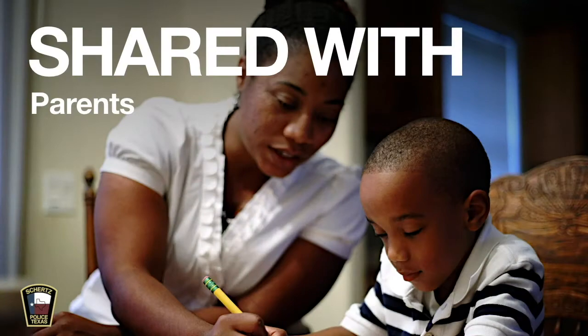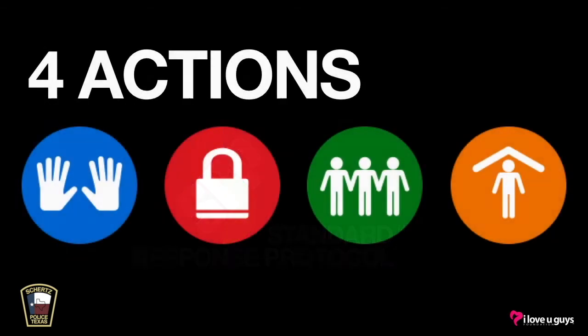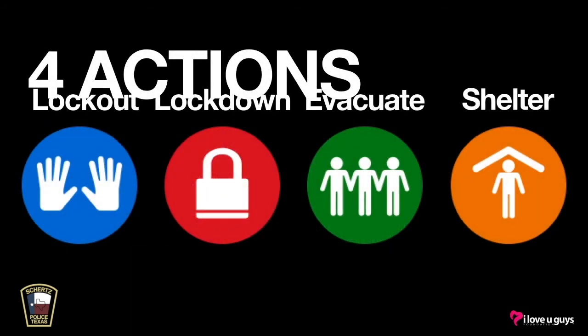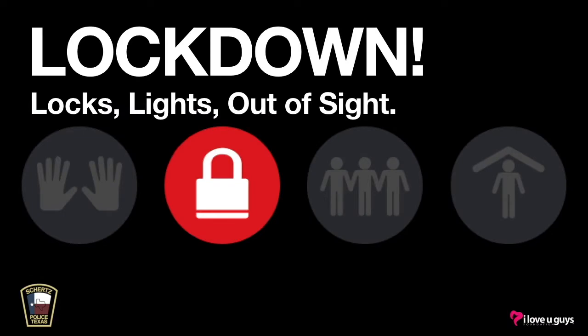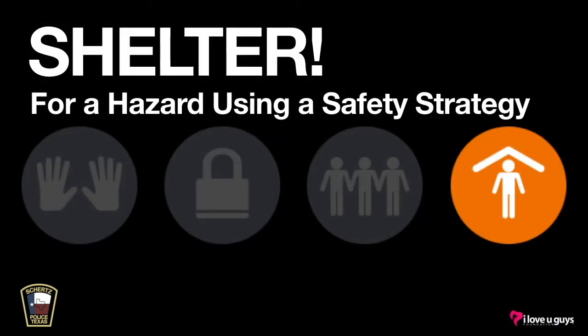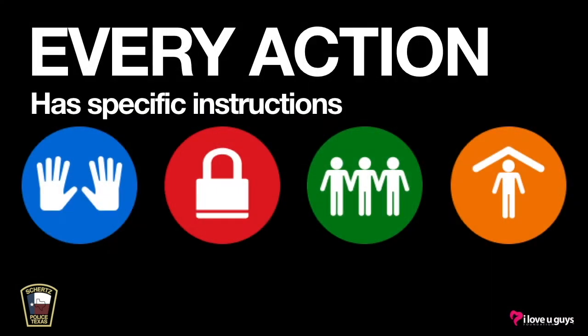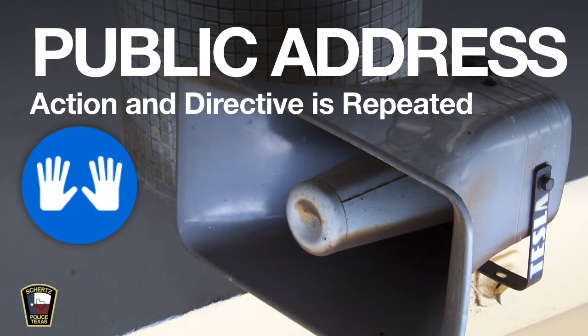And it's also important to tell your parents what we do here at school. This protocol is based on 4 actions that we take during a critical incident: lock out, lock down, evacuate, and shelter. Each action is followed by a directive. Lock out, secure the perimeter. Lock down, locks, lights, out of sight. Evacuate, to the announced location. Shelter, for a hazard using a safety strategy. Every action then has specific instructions of what to do in a crisis. When these are called on the public address system, the action and directive are repeated.